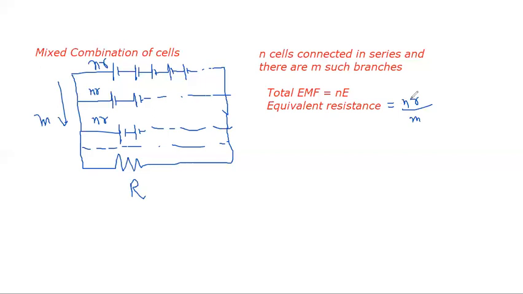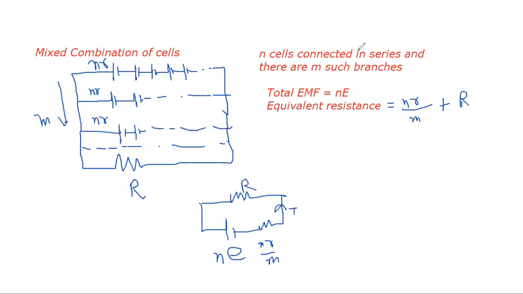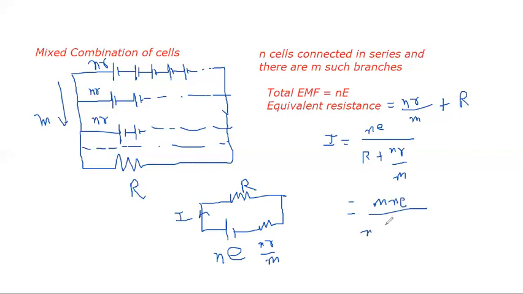That is, number of cells in series by number of cells in parallel into r, plus capital R, because the circuit will again be reduced to this capital R with a voltage source with the internal resistance. The EMF is nE and the internal resistance is nr by m, and this is capital R. So what will be the value of I? I will be equal to nE divided by R plus nr by m, or better, mnE divided by m into capital R plus n into small r.